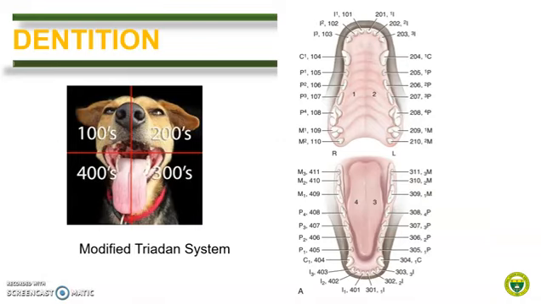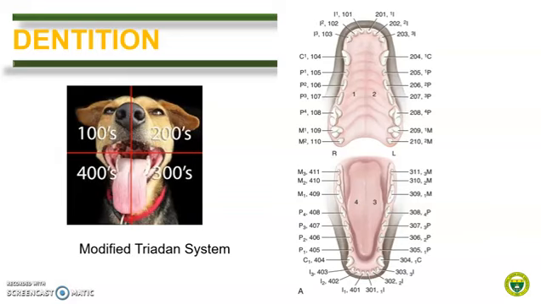It is also important for you to know the commonly used naming of teeth in practice. This is called the modified Triadan system. It provides a consistent method of numbering teeth across different animal species. As you can see here, the oral cavity is divided into 4 quadrants. Numbering starts at the right maxillary followed by the left maxillary. It continues at the left mandible and finally at the right mandible.